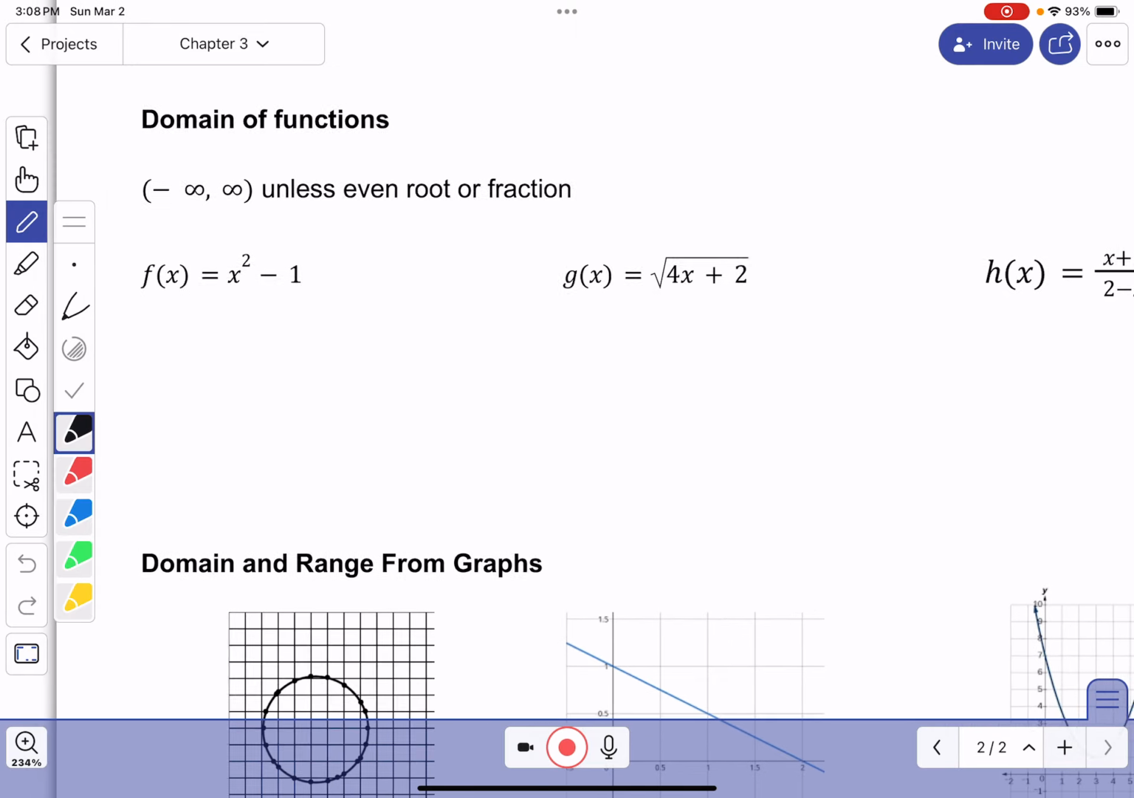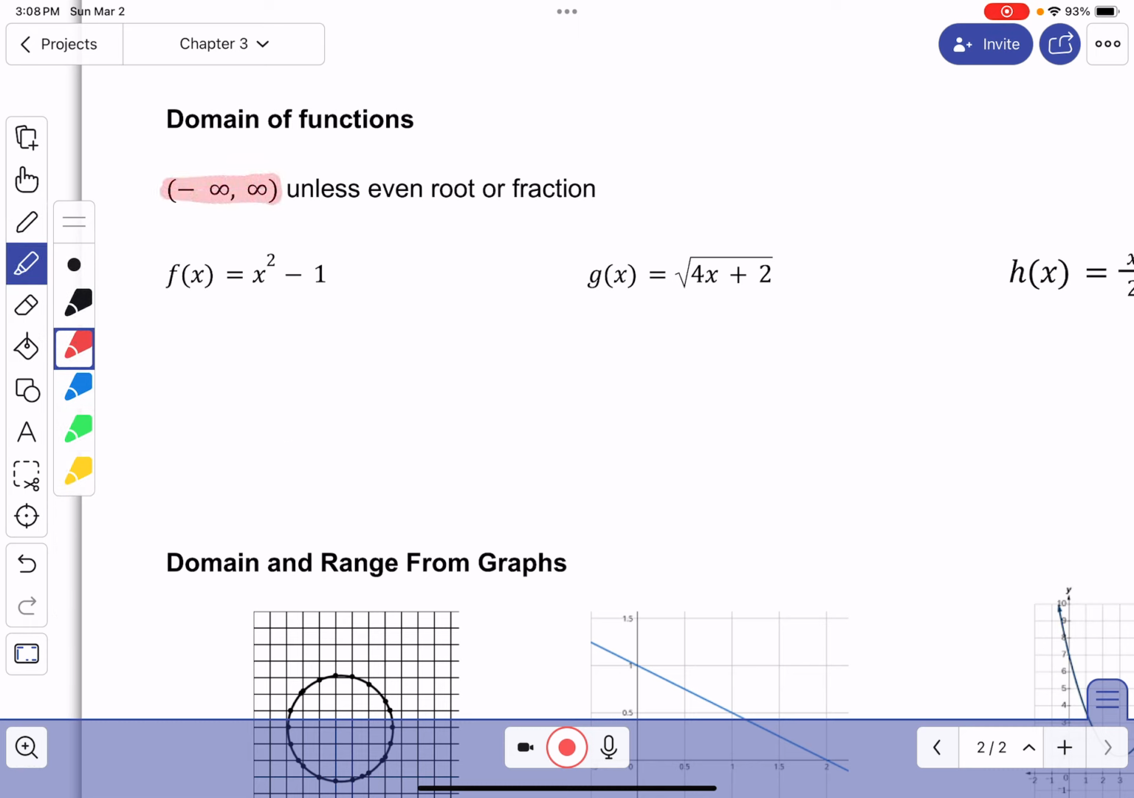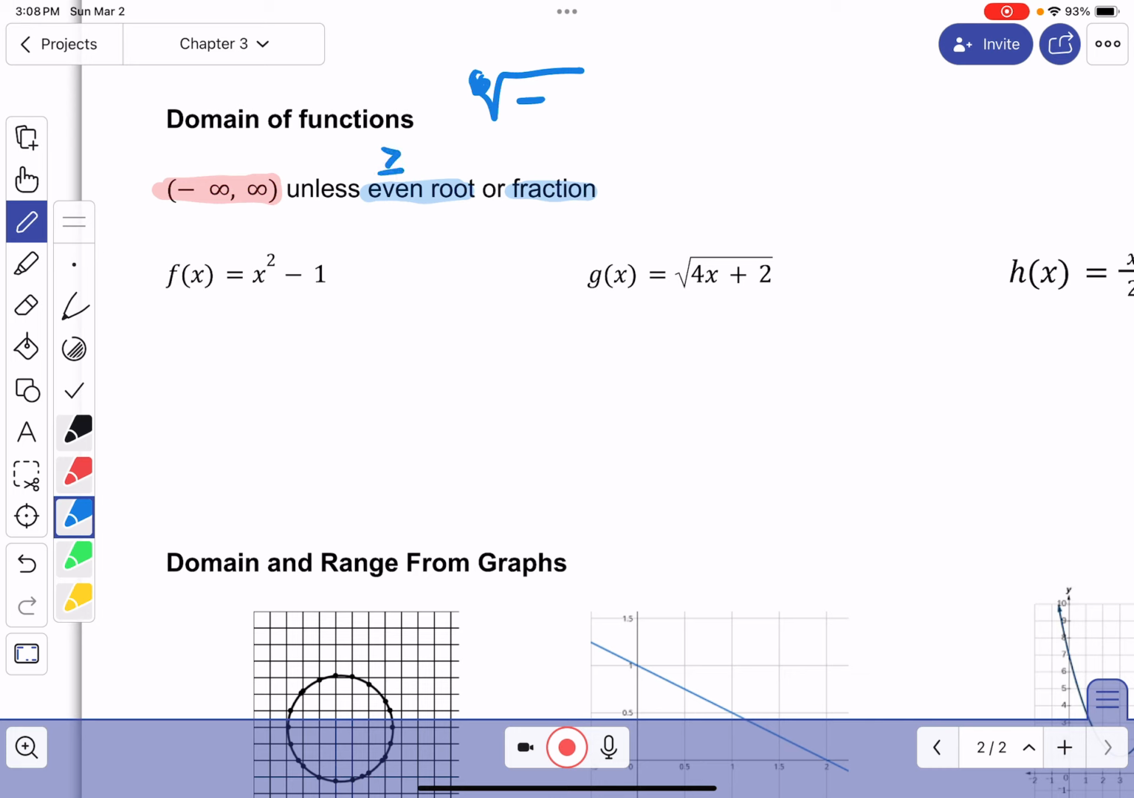Most functions that we graph are going to have a domain of negative infinity to infinity. So all real numbers. Essentially, if they have arrows on the end and they're continuous, meaning they never break, that's going to be the domain. The only time you really need to worry about that changing is if you have an even root or a fraction. So an even root means like a square root or a fourth root or a sixth root. And really with those, you can't have a negative underneath there. So any even root, you have to set greater than or equal to 0, which I'll show you.